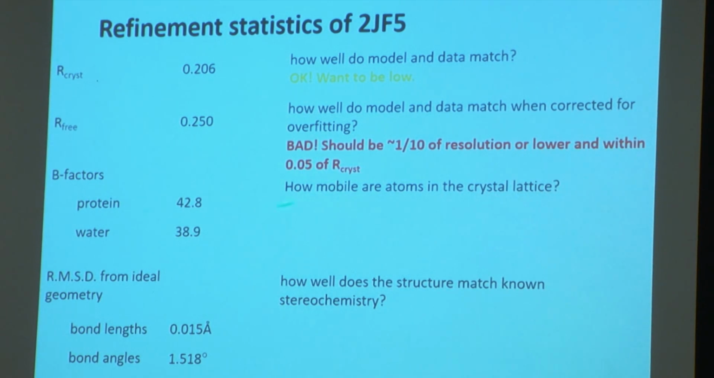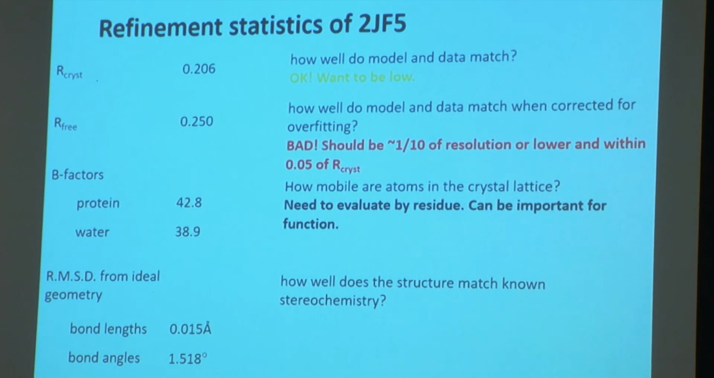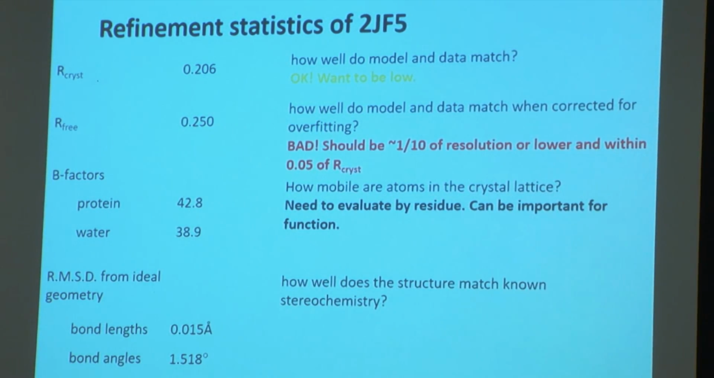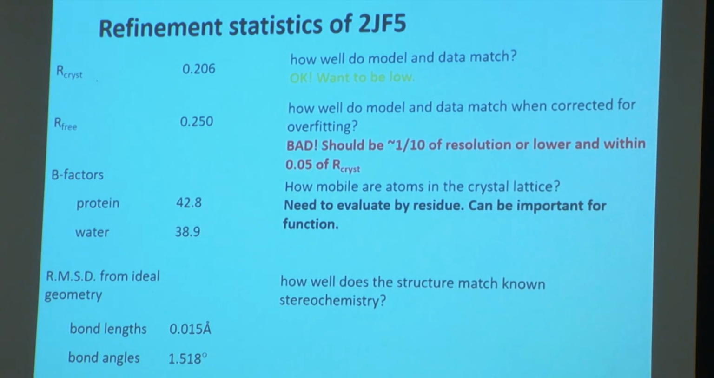B factor tells you about how mobile atoms are in the crystal lattice, and it's not particularly useful if you look at the bulk statistic, but it's important to evaluate this by residue. So if you look at amino acids in the loops of proteins, you'll find that they usually have a higher B factor, meaning that they're more mobile. And so you can often tell what residues are important for function by looking at the B factor. B factor also comes from inherent vibrational motions in all atoms, right? So there will be a B factor at any temperature greater than 0. But it also does tell you a little bit about the disorder in protein structures.